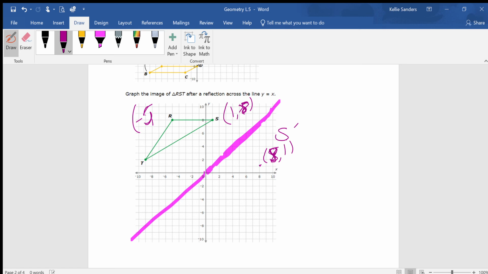Oh, maybe I need another pen. No, maybe I can just... now. See if this is any better.